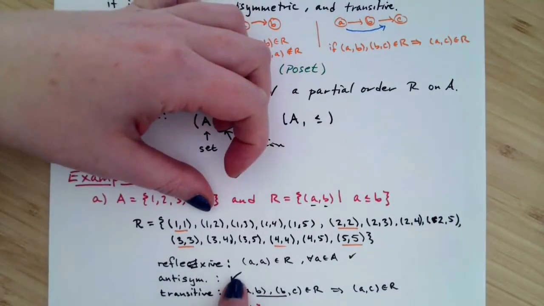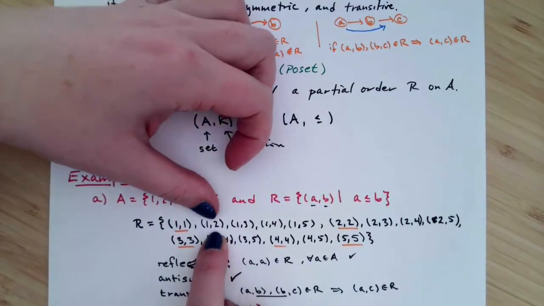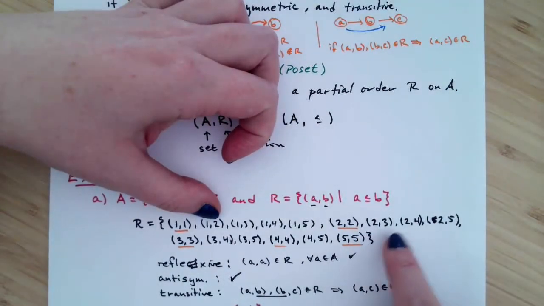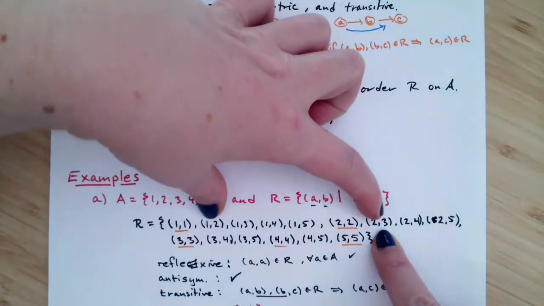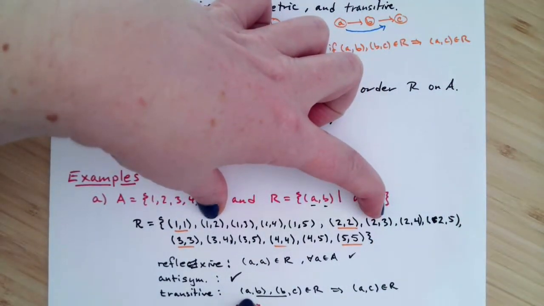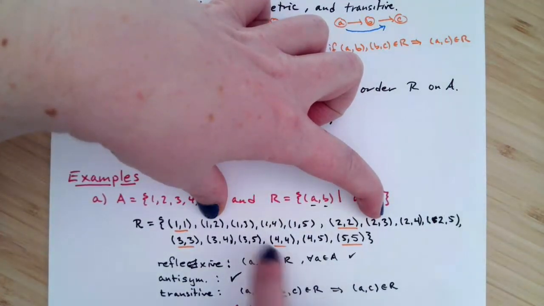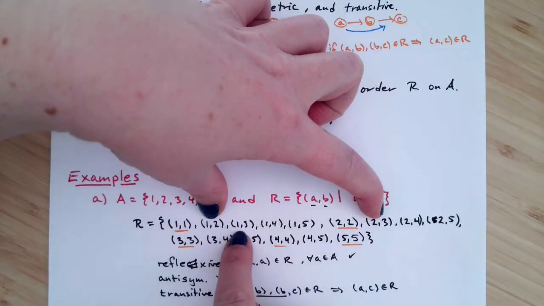Suppose we pick the ordered pair 1, 2. So if that's the A, B, we then need to look for something that starts with a 2. So maybe we have 2, 3. Then 1 would be A, 2 would correspond to B, and 3 would correspond to C. So that means we're now looking for the ordered pair 1, 3. Check. We've got it.